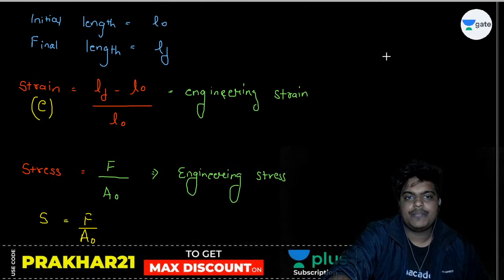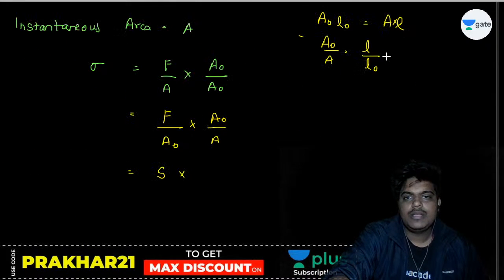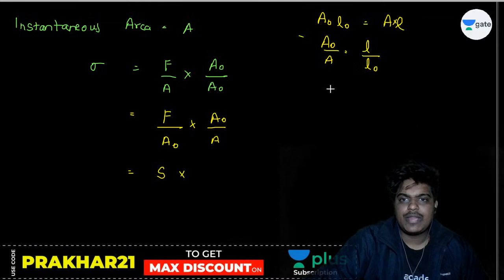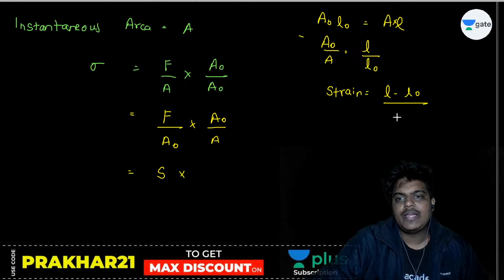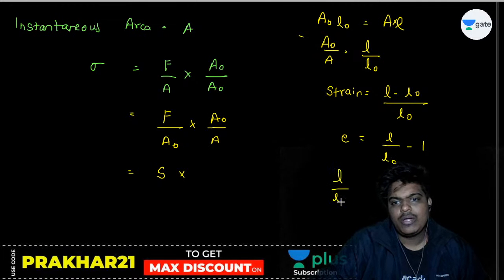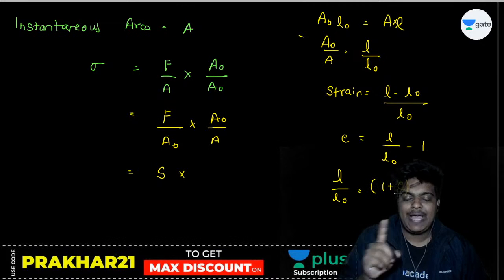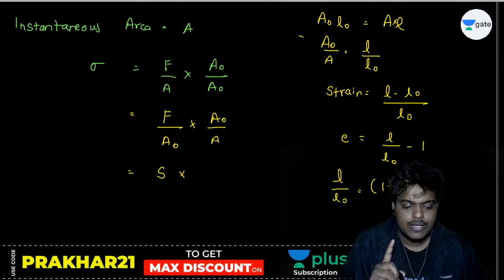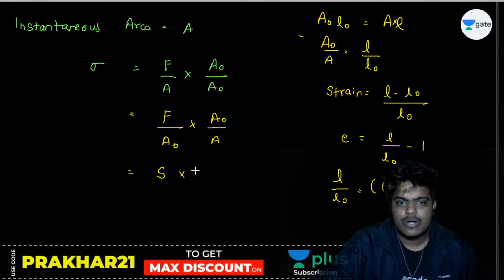Now look from here. What is strain? What is the value of strain? L minus L naught divided by L naught. Okay, strain is shown as small e, which is L by L naught minus 1. Can you say L by L naught is equal to 1 plus e? Yes, you can say that. L by L naught is equal to 1 plus e.